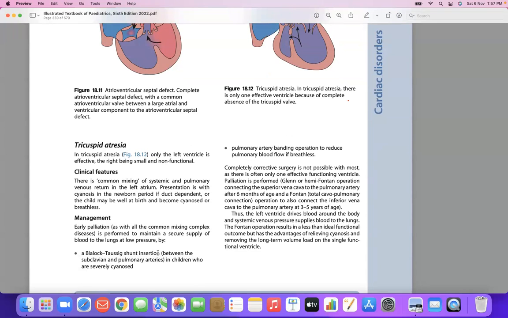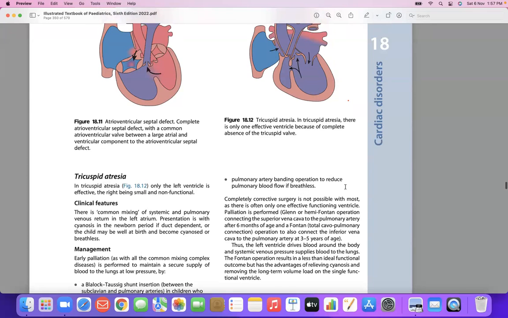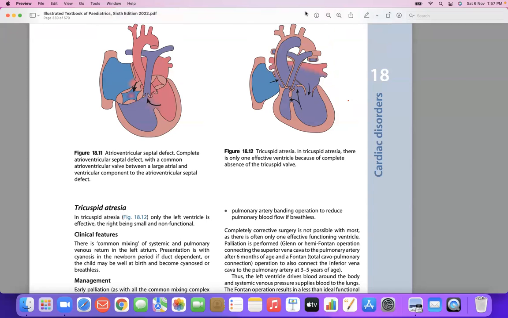That is either BT shunt or pulmonary artery banding. Thus, left ventricle drives blood around the body. The reason to connect both the inferior and superior vena cava to the pulmonary artery is that this ventricle is now non-functional. This ventricle is very small, and the other ventricle is pumping the whole blood to the body through the aorta.